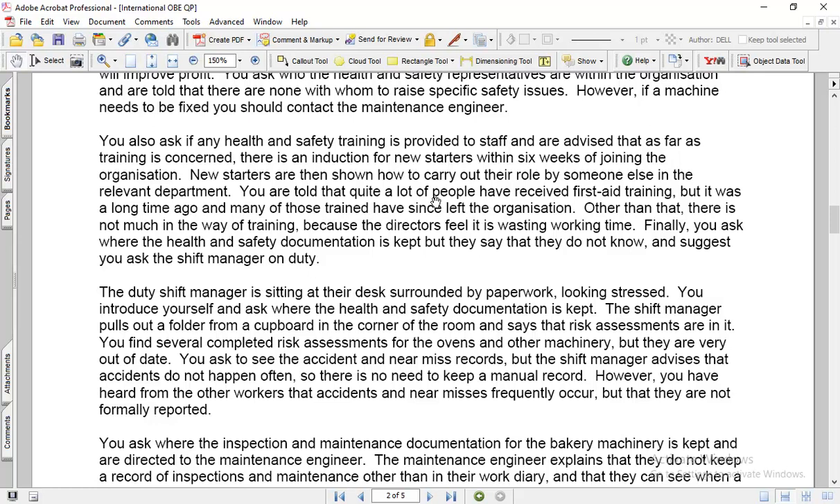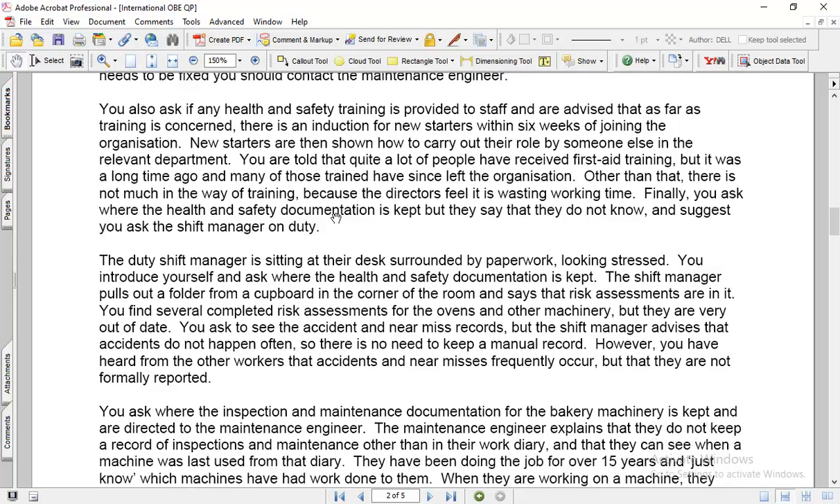You are told that quite a lot of people have received first aid training, but it was a long time ago and many of those trained have since left the organization. You are informed that there were many first aiders available and they were trained, but they left the organization a long time ago. Other than that, there is not much in the way of training because the directors feel it is a waste of working time.